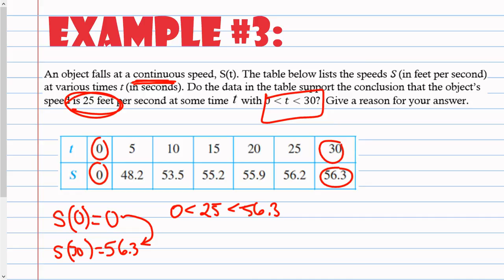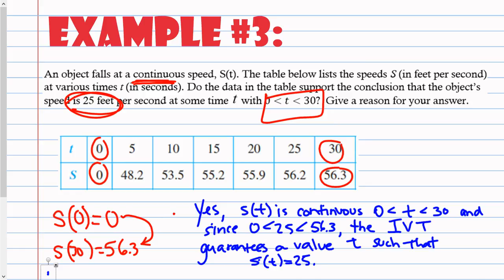So I'm going to go ahead and write out how the answer should look, and you should copy that down. All right, so this is somewhat what your answer should look like. You could say yes, because it was a question asking if the data in the table supported the conclusion. So yes, S of t is continuous from 0 to 30. That was given to us. And since 25 is between 0 and 56.3, and if you have this written down right here, then they'll know where you got that from. The IVT guarantees a value t such that S of t equals 25. Now this is an example of an FRQ type-ish question.